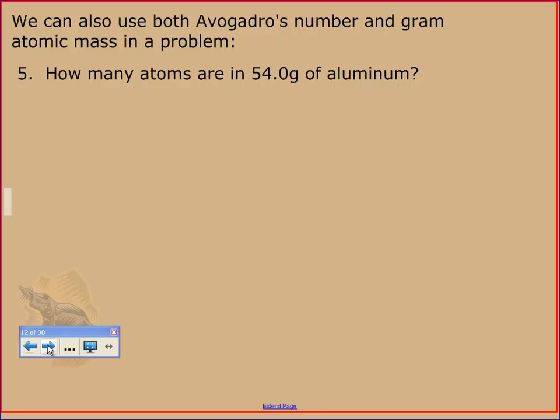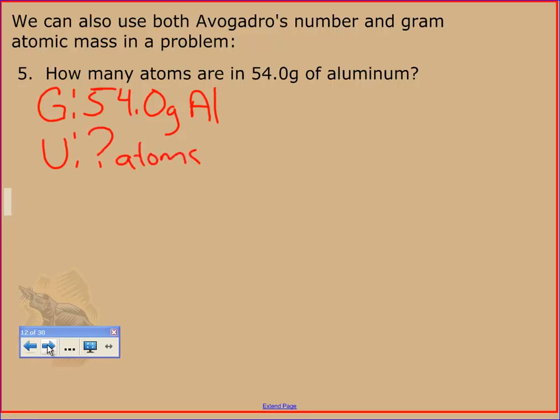Okay, sometimes we need Avogadro's number and the gram atomic mass. If you look at problem 5, it says atoms. Atoms is your big clue. If you see atoms or molecules, you should immediately think, I need Avogadro's number. The other half is that if you see grams or if the problem asks for mass, then you definitely need to use the gram atomic mass also. So in this problem it says atoms, I need Avogadro's number. It says grams, I need the gram atomic mass.